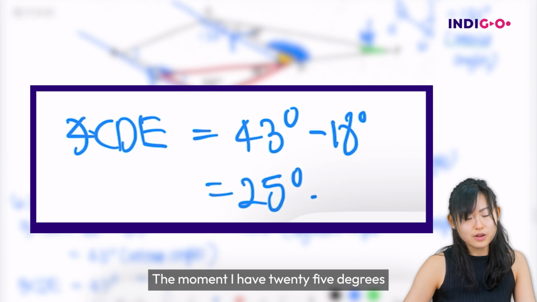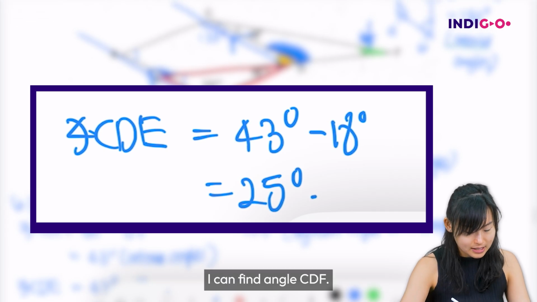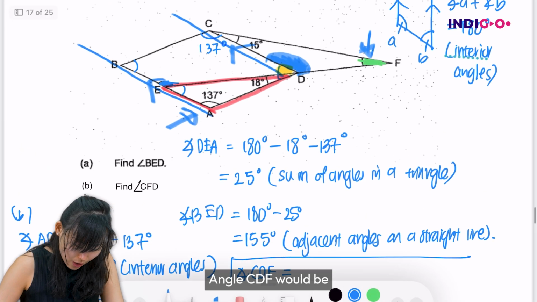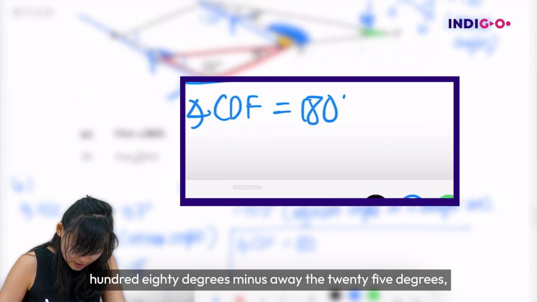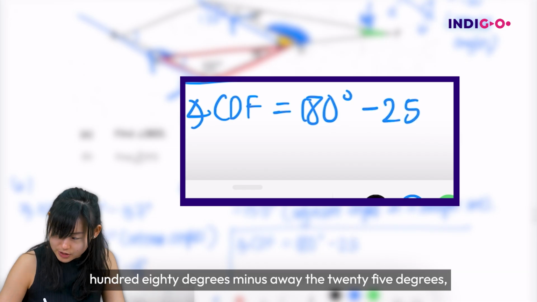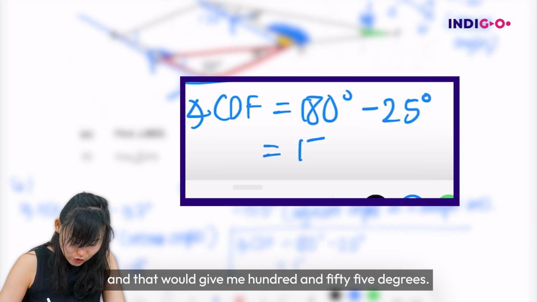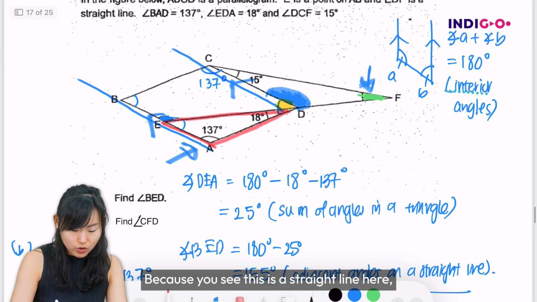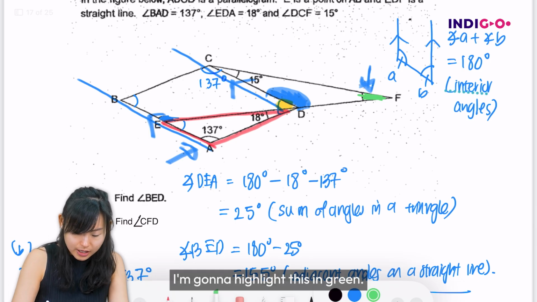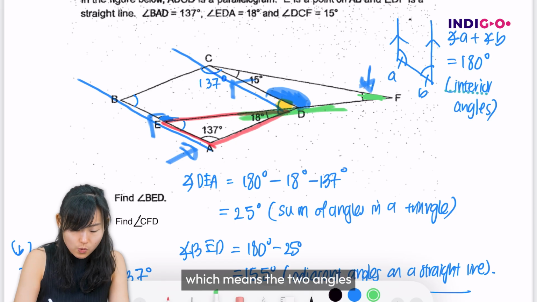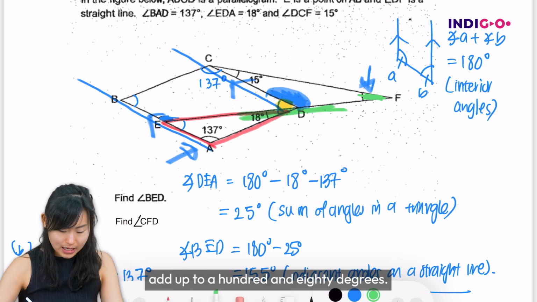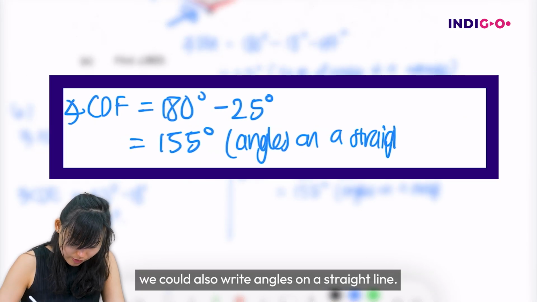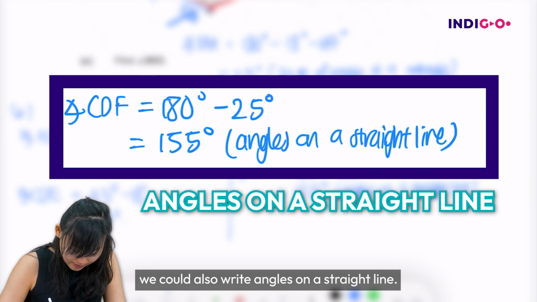The moment I have 25 degrees, I can find angle CDF. Angle CDF would be 180 degrees minus the 25 degrees, and that would give me 155 degrees. Why? Because, you see, this is a straight line here. I'm going to highlight this in green. This is a straight line, which means the two angles add up to 180 degrees. So instead of writing adjacent angles on a straight line, we could also write angles on a straight line.